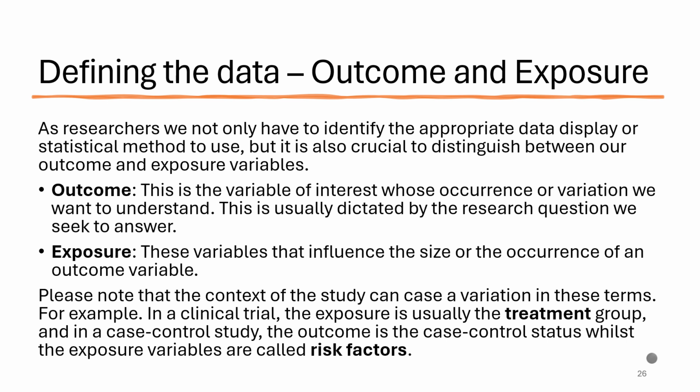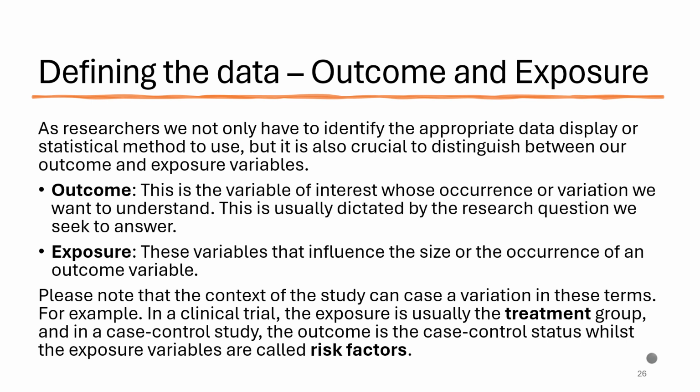So in order to also understand the type of nomenclature or words we use, it's important to distinguish what is your outcome from your exposure, right? As researchers, we not only have to identify the appropriate data display or statistical method to use, but it's also crucial to distinguish between our outcome and our exposure variables. So the outcome variable, this is the variable of interest whose occurrence or variation we want to understand. This is usually dictated by the research question we seek to answer.